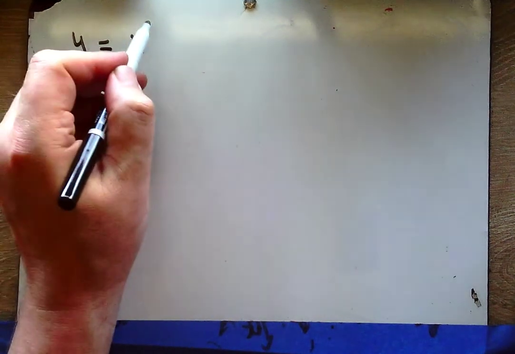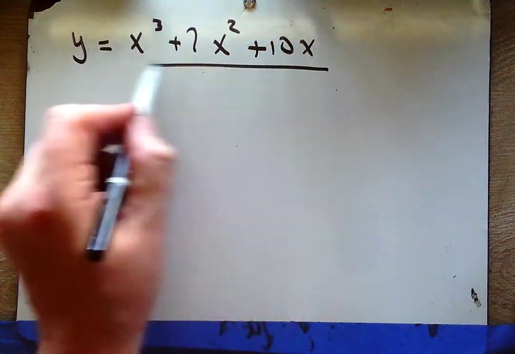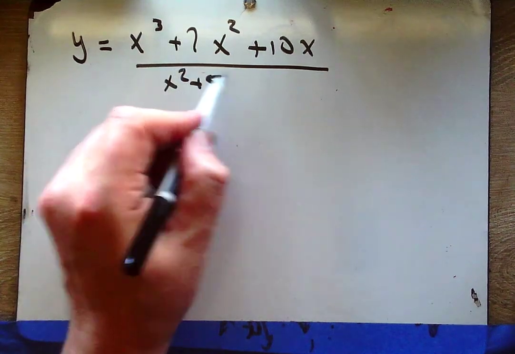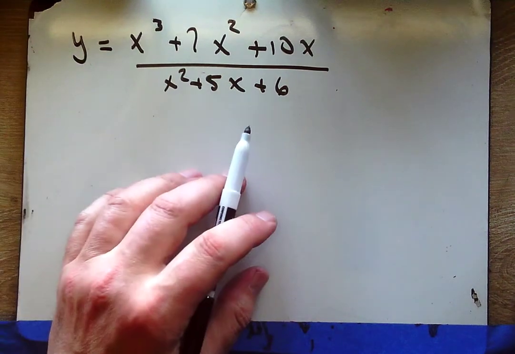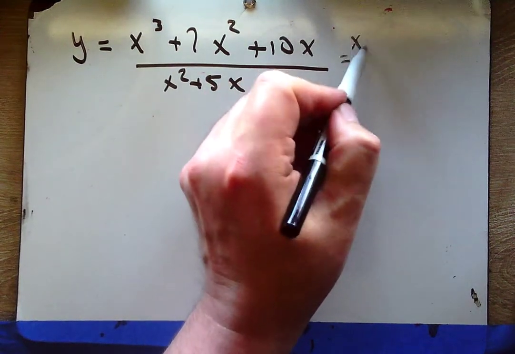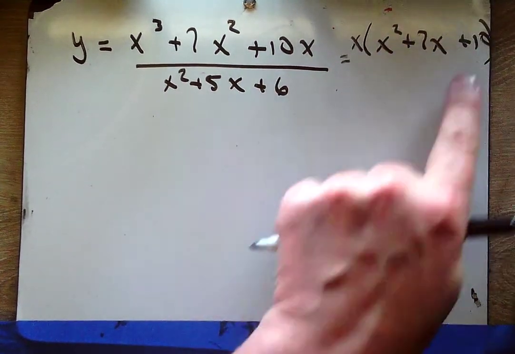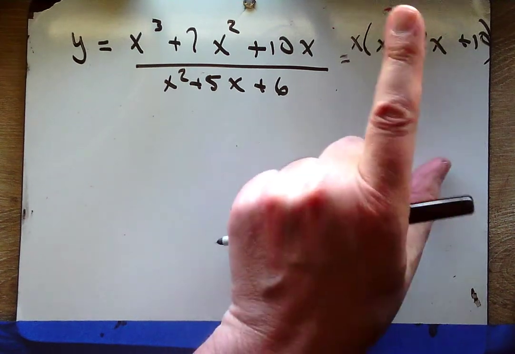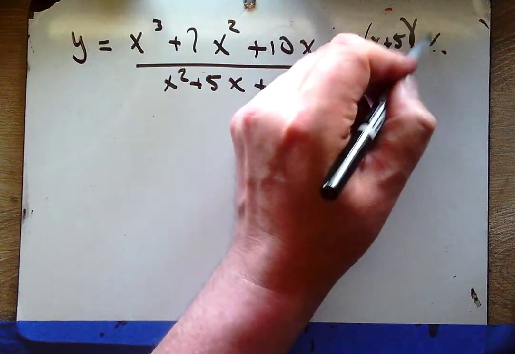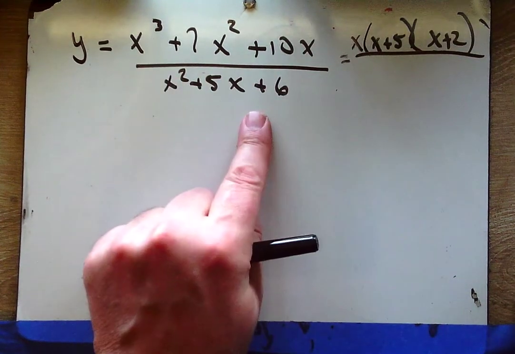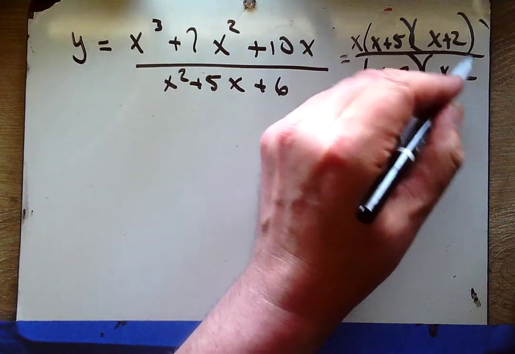Y equals x to the third plus 7x squared plus 10x over x squared plus 5x plus 6. Well, first thing I want to do here is factor. I'm going to GCF out that x from all the terms, and then I'm going to factor that trinomial. This factors as x plus 5, x plus 2. The bottom also factors as x plus 3, x plus 2.